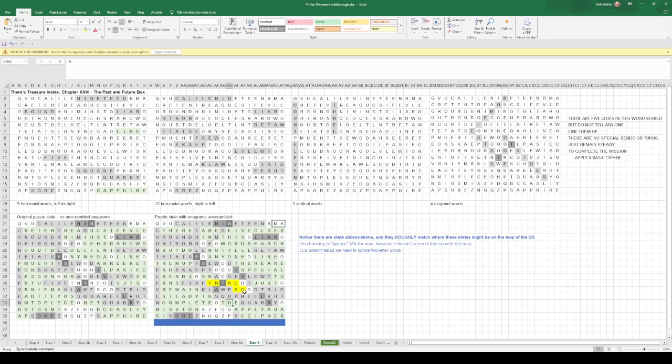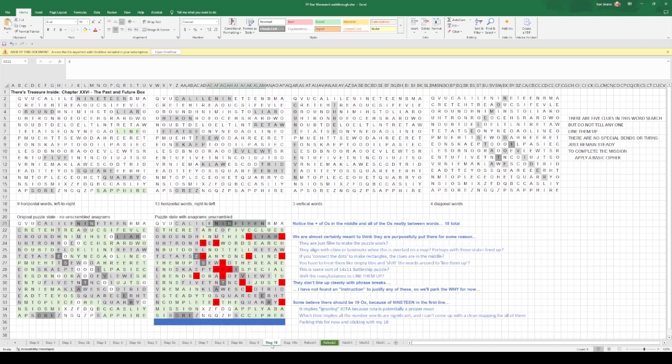I see these three states. I feel like those are important. And if you remember, he says to ignore 3-letter words. He doesn't say anything about 2-letter abbreviations. So for now, I'm choosing to include these three, but ignore Massachusetts. So I've colored those gray.